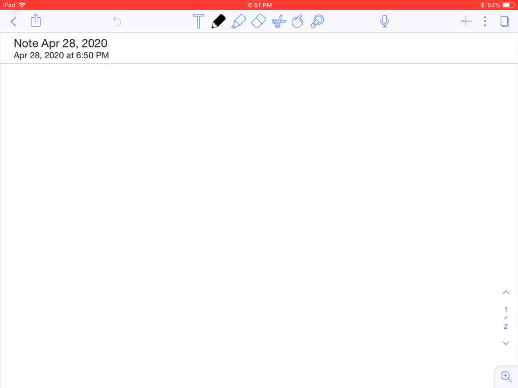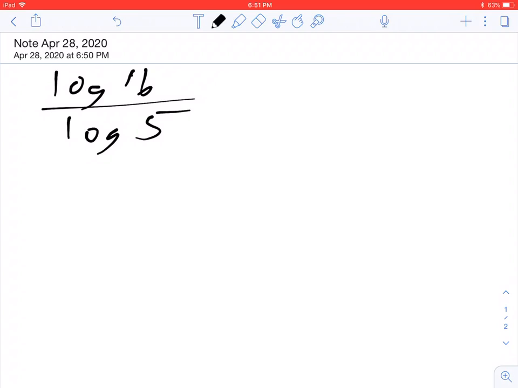So let's get started. It says rewrite for number 7 and number 9. It said to rewrite the logarithm as a ratio of part A, common logarithms, and then part B, natural logarithms. So very simple to do. The change of base formula tells us that if we do log of 16 divided by log of 5, that is going to give you an answer.